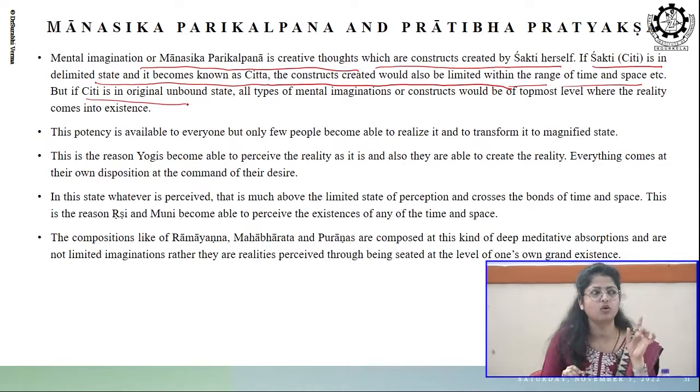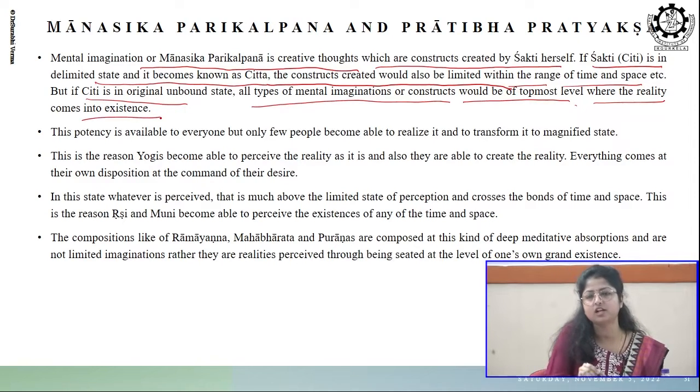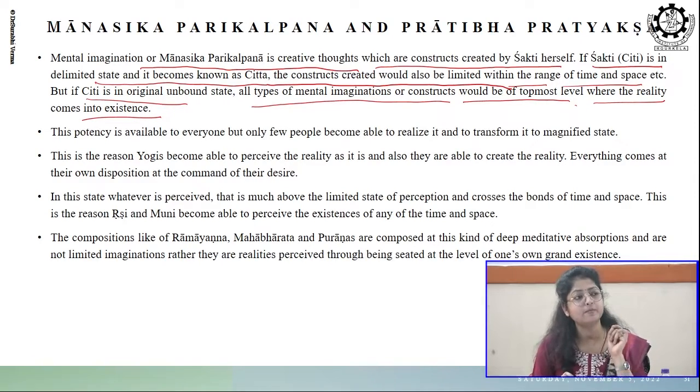But if Chitti is in its original unbound state, all types of mental imaginations or constructs would be at the topmost level where reality comes into existence or manifestation. So what is important is the seeker, sadhak or observer, the consciousness, at which level you are residing. If I gave the same assignment to a realized person, the person could write anything that trespasses the normal coverings or encapsulation of time and space. But if I give that assignment to persons like us who are delimited in understanding, within space and time, they cannot create any imagination that trespasses the limitations of time and space.